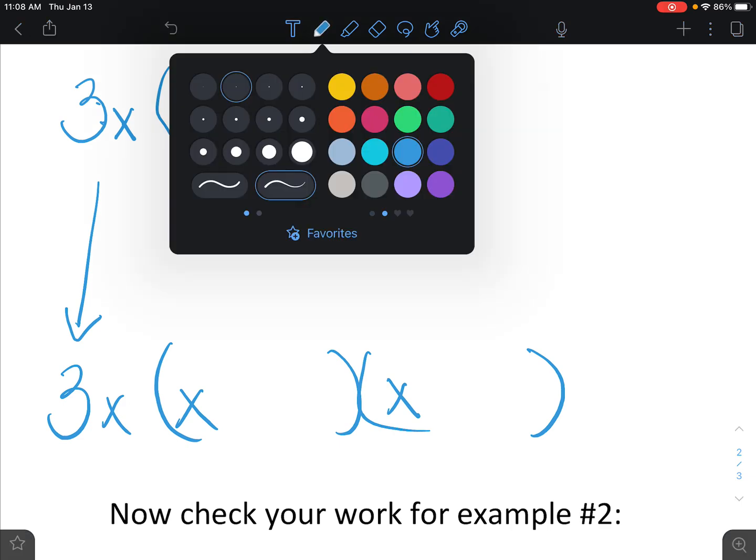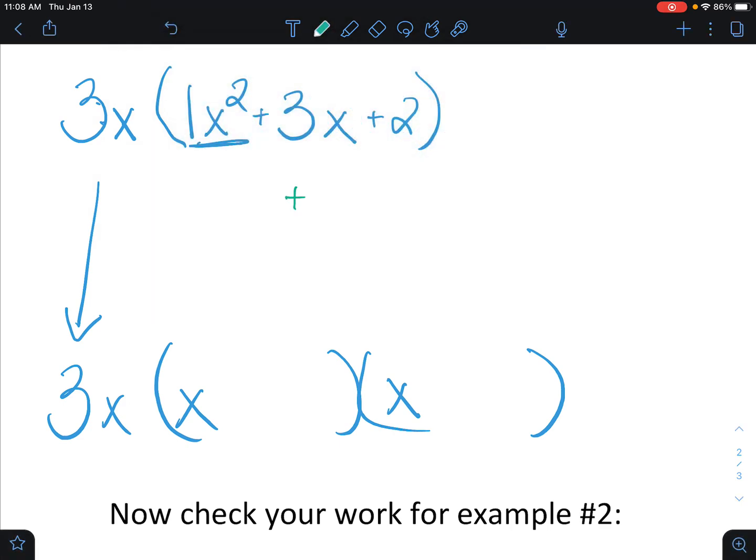And now I need to think what's going to add to give me 3, but when I multiply them, I get a 2. So remember, we always start by making a list of what multiplies to give me 2. Well, the only numbers that multiply to give me 2 are 1 times 2. And lucky for us, 1 plus 2 gives me 3. So my magic numbers are 1 and 2.